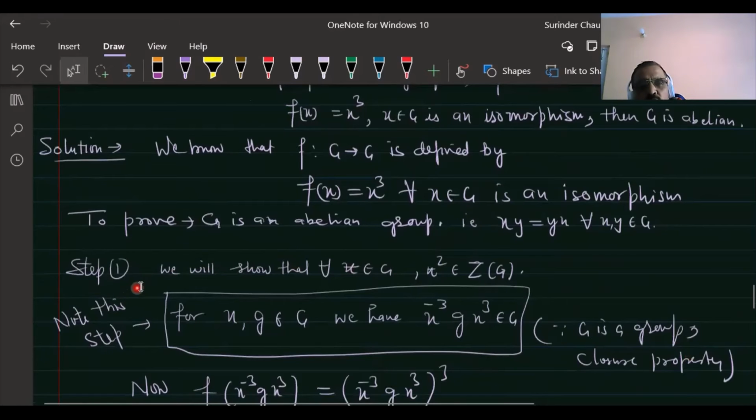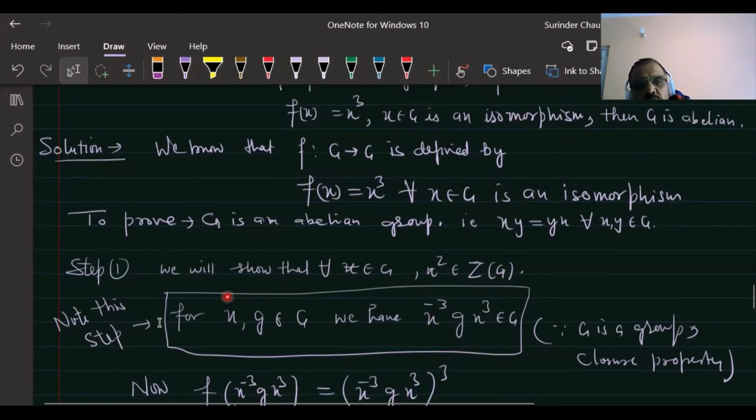So in the first step, we will show that for all x belongs to G, x square also belongs to Z, the center of G. We have to remember this step. Now to show that G is commutative, we have to take the elements from this set. We'll show that for all x belongs to G, x square belongs to the center.